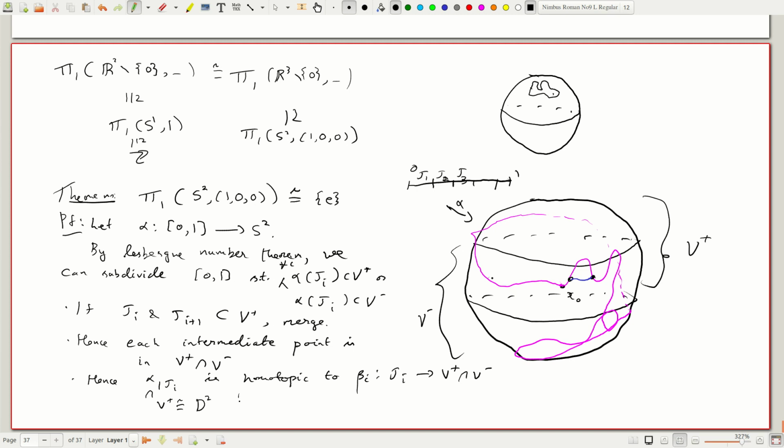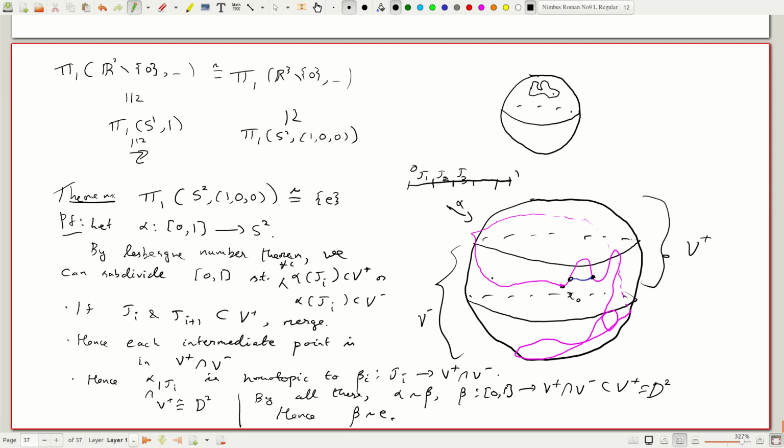Using all these, alpha is homotopic to beta, and beta maps 0, 1 to V plus intersection V minus, which is contained in V plus, which is D2. Hence beta is homotopic to the identity, because in the disk beta is a loop, alpha is a loop. We have only changed the endpoints of segments, so this happens.